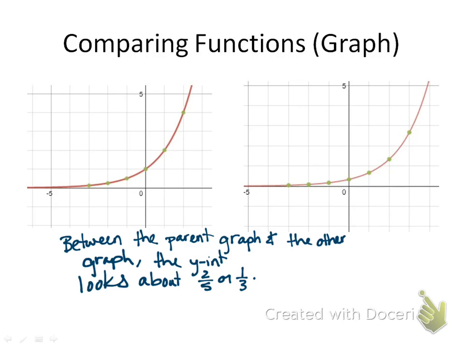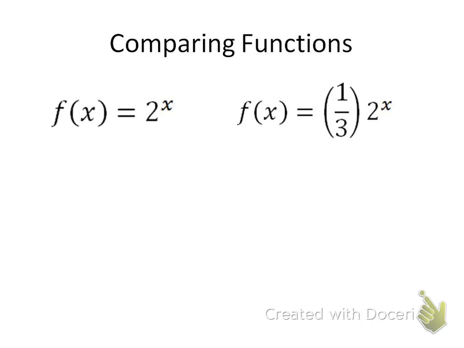Let me give you those functions. Those are those two functions. So let's talk about the difference between them. This is the parent graph, the one that we saw the table and the graph for. So what's the difference between the two? I think we saw the connection of how, if you take 1/3 times the parent function, we see the table shrinking by 1/3. We see the graph's y-intercept being 0, 1/3.